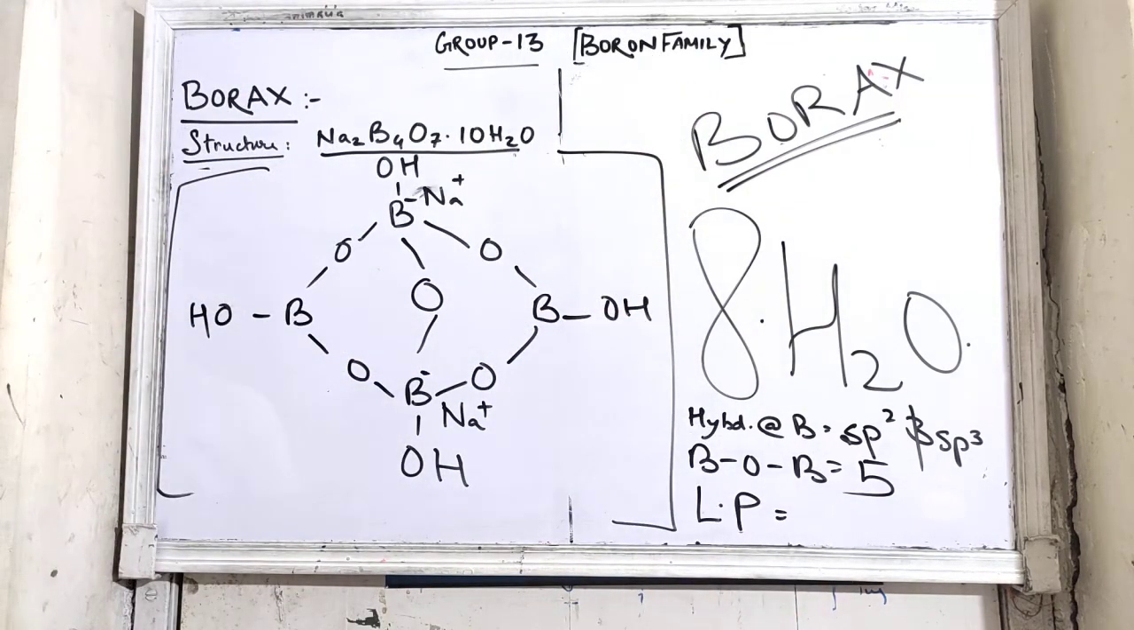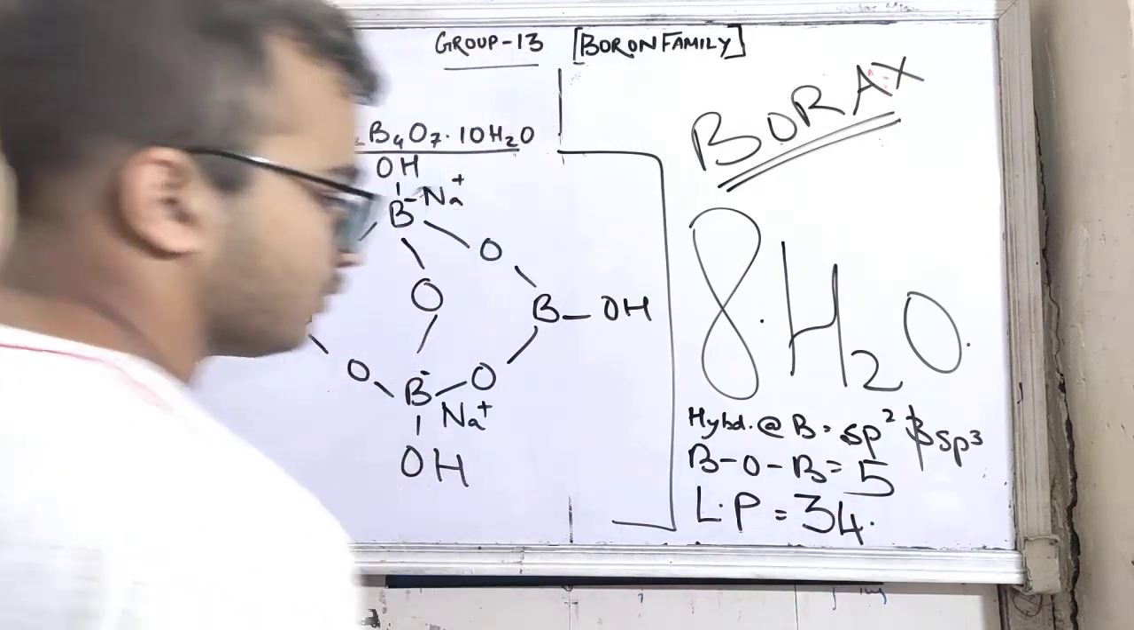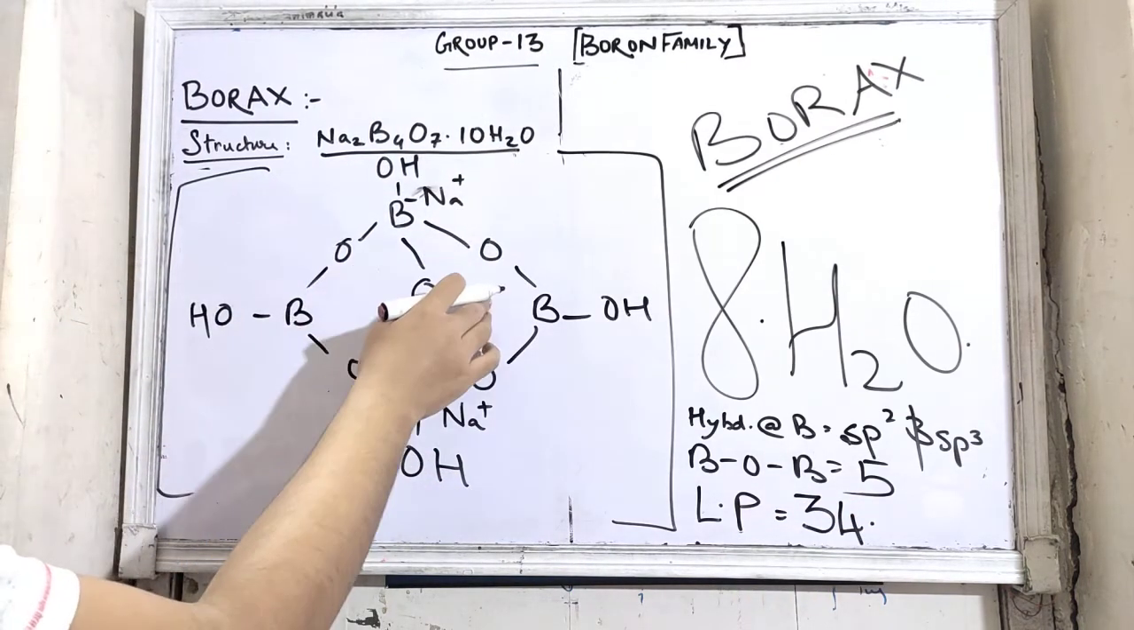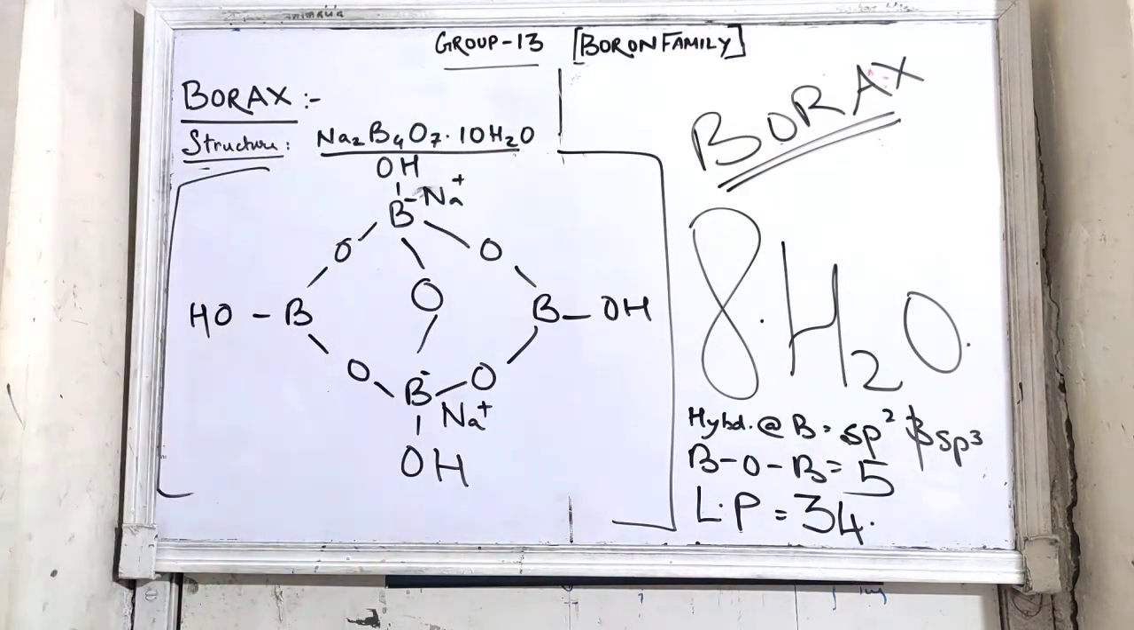Now number of lone pairs, count. See, here lone pair will be 34. If you count properly, it will come 34. Okay, because oxygen here is 2, 2, 2, 2. Similarly, if you do the entire thing, the number of lone pairs is coming equal to 34. Okay, note it down. So this was all about borax. Next we have the boric acid, or you can also call it the orthoboric acid. So copy it down, then I will clear the board.